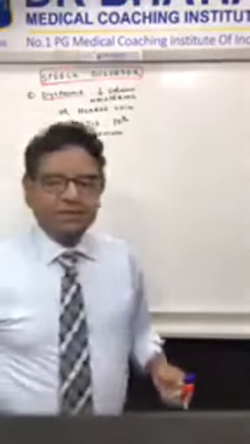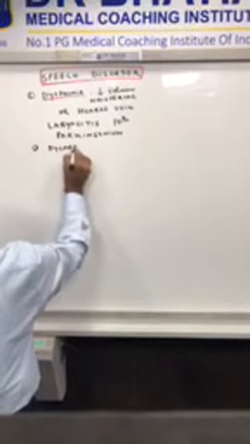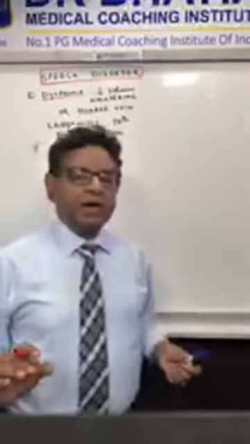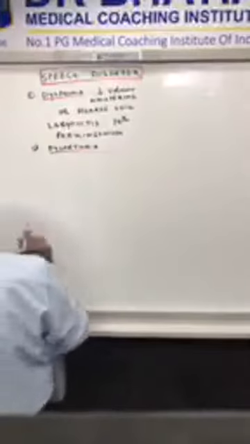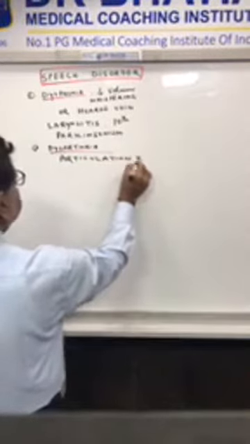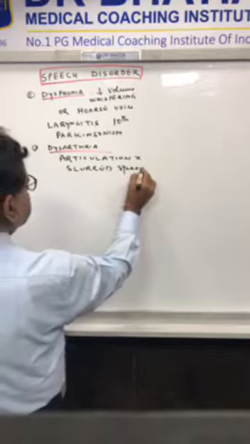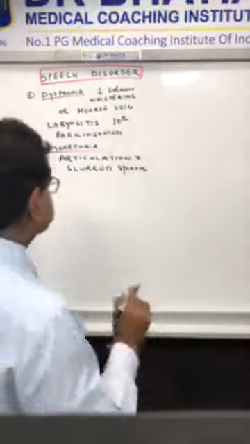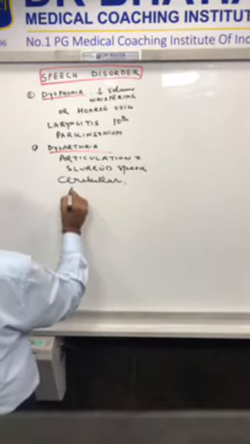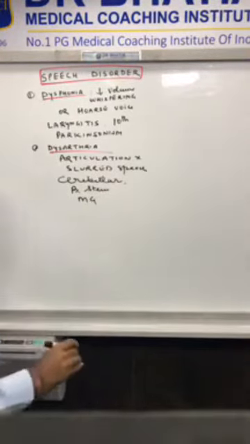Okay. The second term we use is dysarthria. In this, there is poor articulation or there is slurring of the speech. Articulation is not proper, and slurred speech is there. And the usual causes are cerebellar disease, or it may also occur in brainstem lesion, and it can also occur in myasthenia gravis.